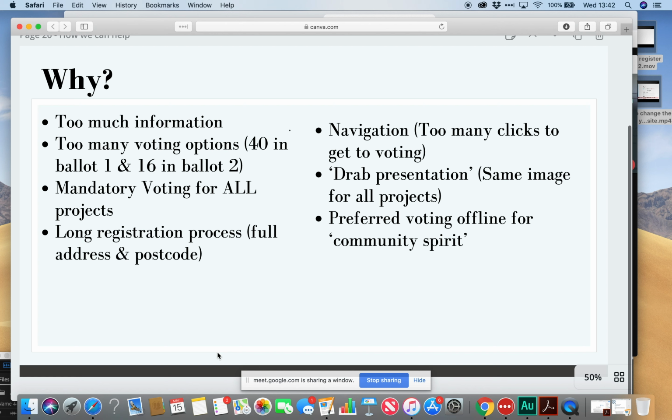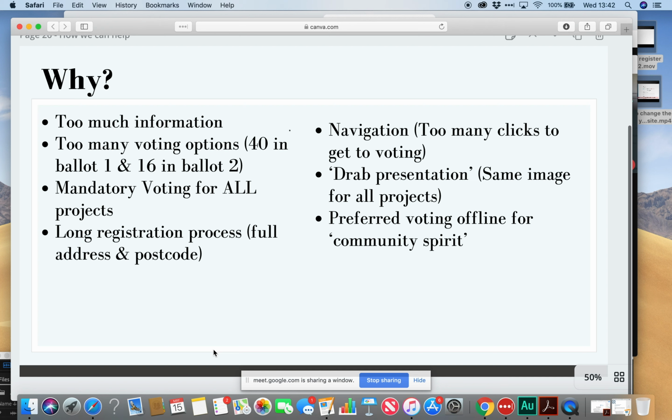Too many voting options. So in Leith Decides' case, they had 40 in ballot 1 and 16 in ballot 2. So that's quite a lot of voting that you have to get through. They also had mandatory voting for all projects, so it meant that people had to read through each individual project. There was also a long registration process, so they needed a full address and postcode. And arguably, people usually ask for this kind of thing for security reasons, but there's a balance between it being more accessible and having more people participate, and the security, so it's getting that balance right.